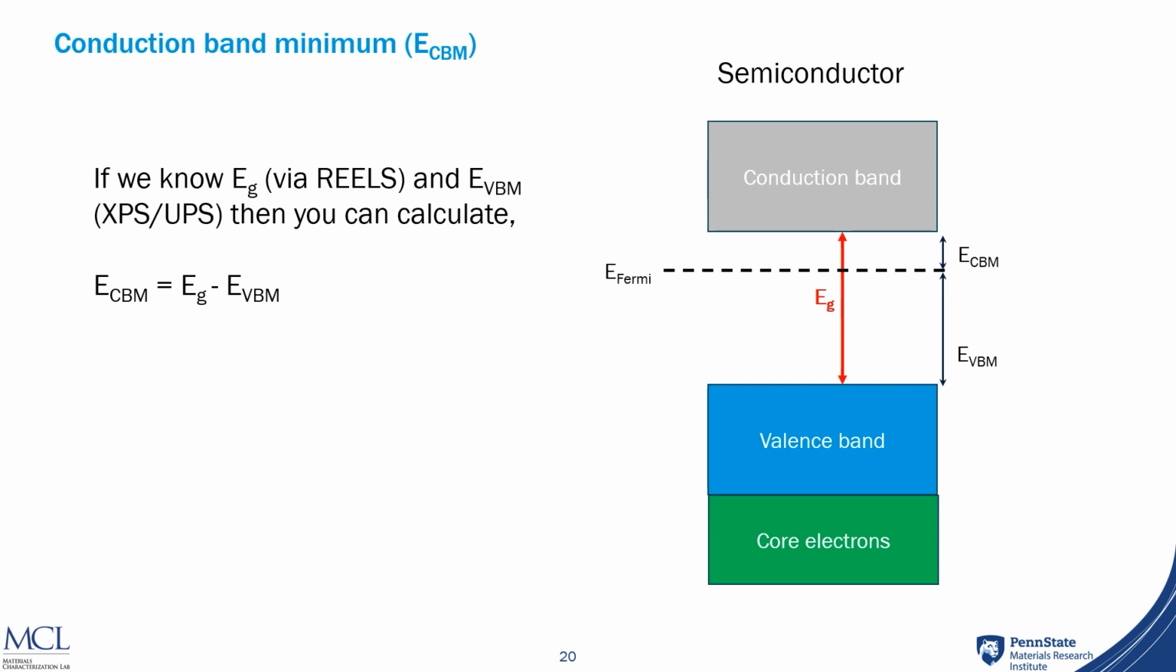Another important parameter to people designing devices is the conduction band minimum. So this is the other side of the band gap. What we were talking about so far was the total band gap and the valence band maximum. So you can calculate or estimate the conduction band minimum if you know those two parameters independently. And that's typically or frequently how we do it here at MCL.